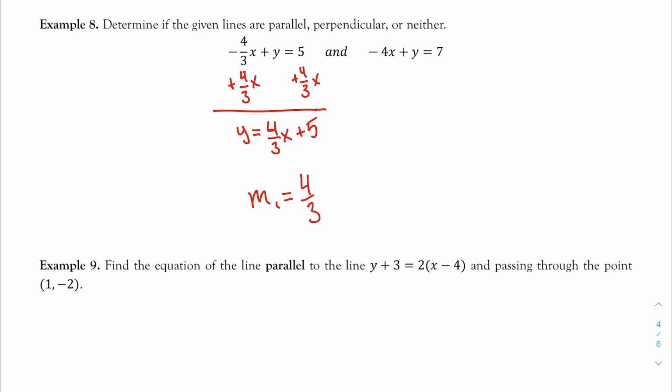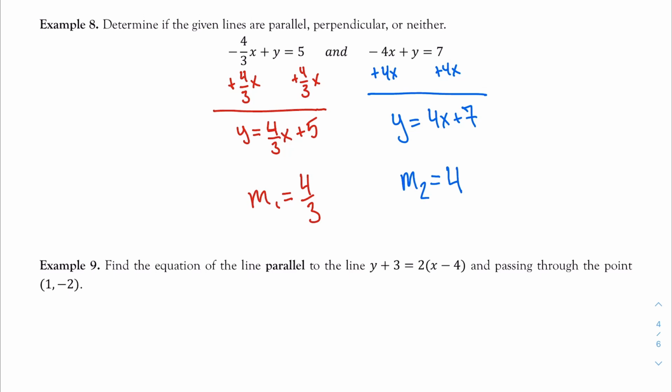Now I'm going to continue on with the second line. I'm pretty much going to do the same thing. If I add 4x to the left and right, I have y equals 4x plus 7. This looks like mx plus b. So what's my slope for the second line? The slope of my second line, I'm calling it m2 just to say another line, is 4, the number in front of x.